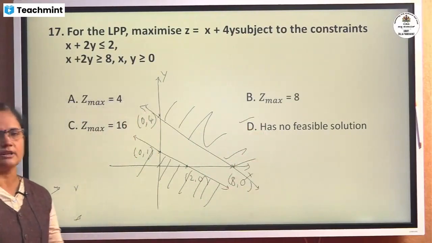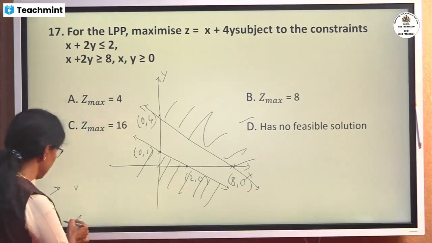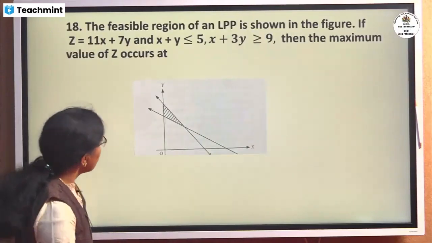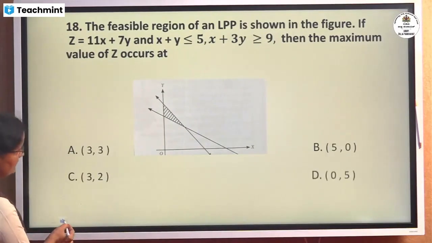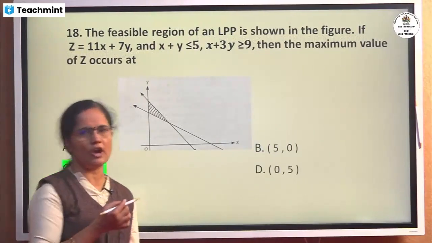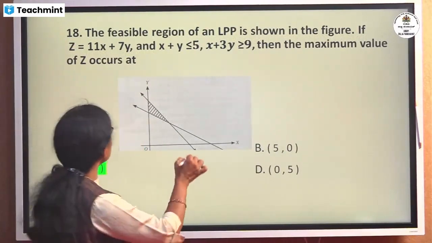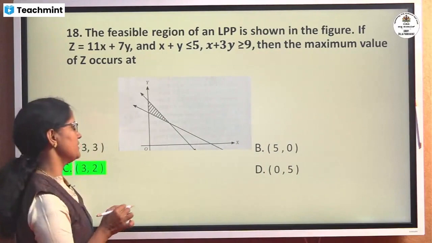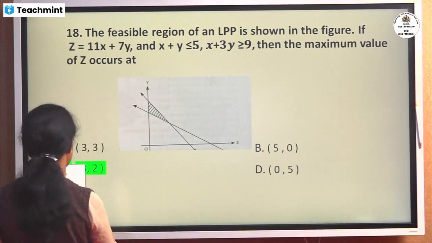If you draw the figure, then you may understand that there is no common solution. We have to take the common solution in linear programming problem. Therefore, the last, D, is the option. So the next question from LPP itself, the answers are like this. So here, the graph is given, but the points are not given. You have to find the point. Otherwise, you can't find in which point the LPP has the maximum value. That is 3, 2. The answer is given.